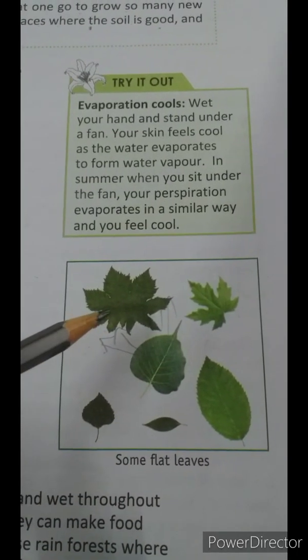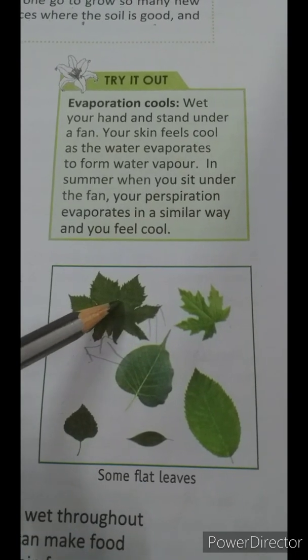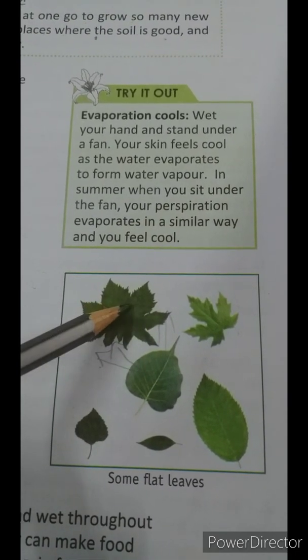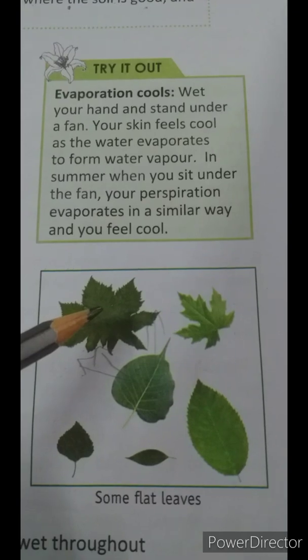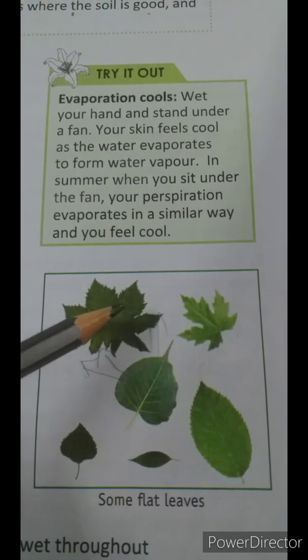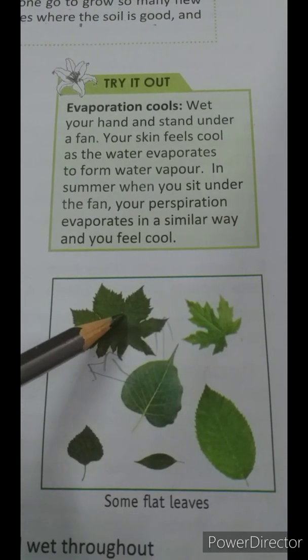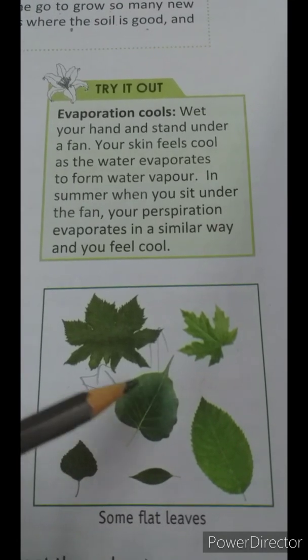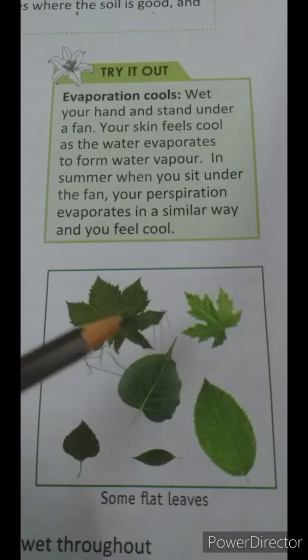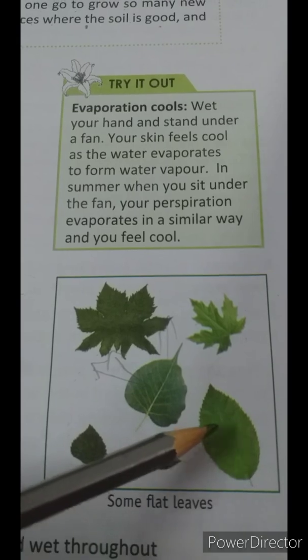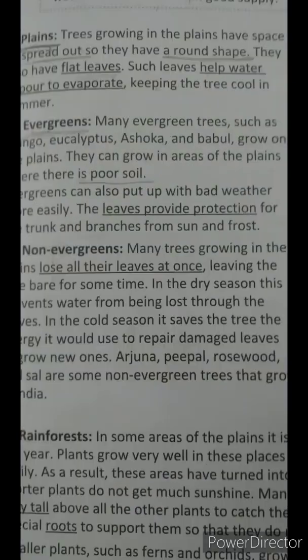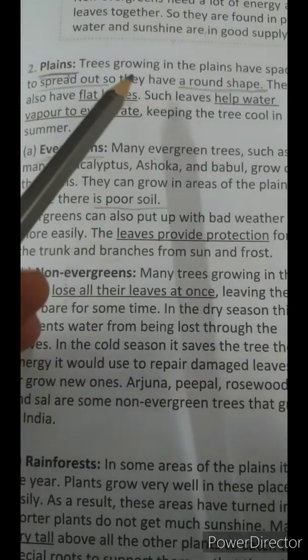So I hope children you all must have enjoyed watching different kinds of leaves that are found on the plains. Have you observed that all these leaves have different shapes and sizes? But one thing is common, children, that all these leaves have a broad and flat surface. So let's begin with our explanation.